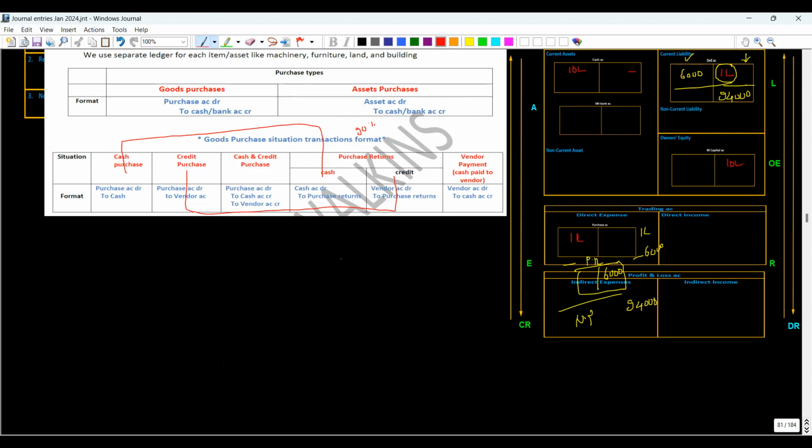Theoretical part. Tell me the journal entry for cash purchase return, or tell me the journal entry for credit purchase return. The same way they ask you cash sale return, credit sale return. They ask you vice versa. First they ask you the journal entry for cash purchase return. Next they go to what? Cash sale return. Or they ask you credit purchase return. Next they ask you what? Credit sale return. So many of you are going to get confused.